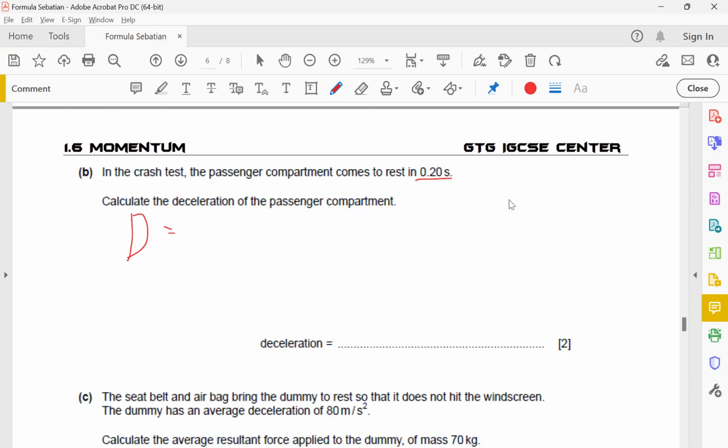V minus u over t. Isn't this acceleration? Yeah. So what's the formula for deceleration? How do you relate deceleration and acceleration? Accelerate equals faster, deceleration equals slower. Oh, it's opposite, right? So if it's opposite, what's the formula? Negative. But u minus v, bro.